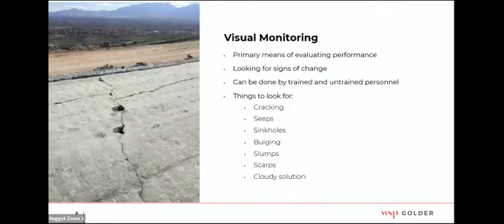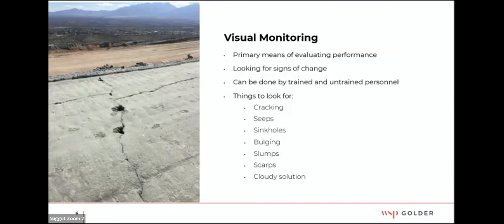So we're always looking for signs of change, or parts of the heap that change differently than the rest of the heap, right? We're looking for differential change. This can be done by a geotechnical engineer, but we also train the operations team, water balancers on the leaching crew. People in crush convey can also be taught how to look for these signs.